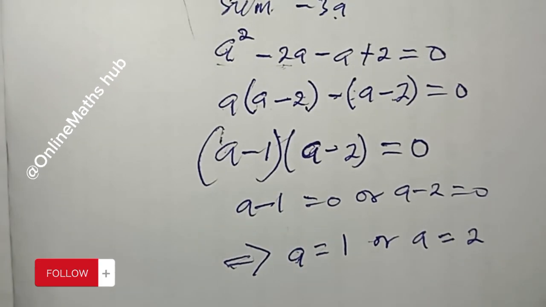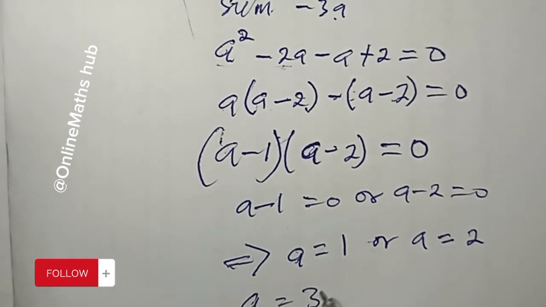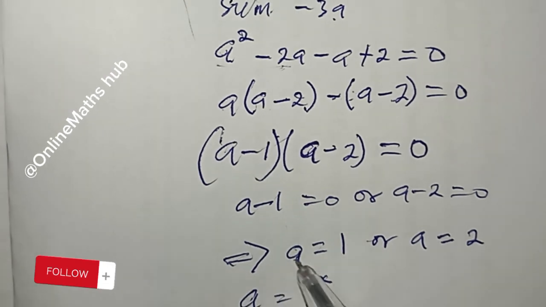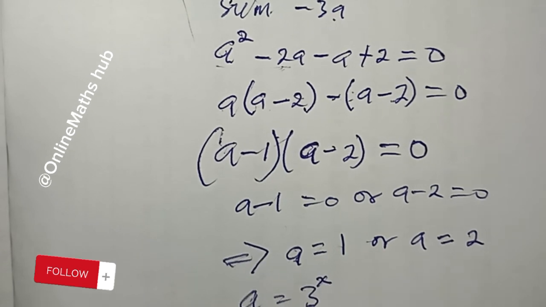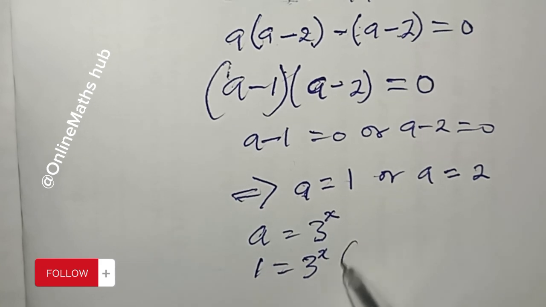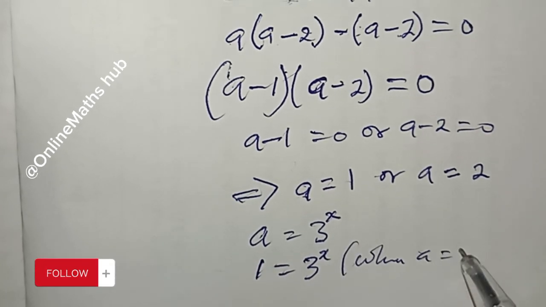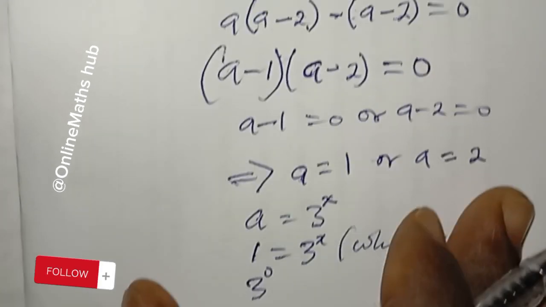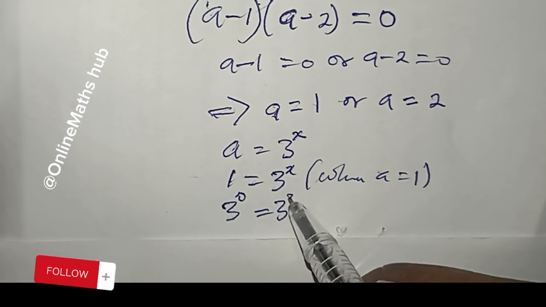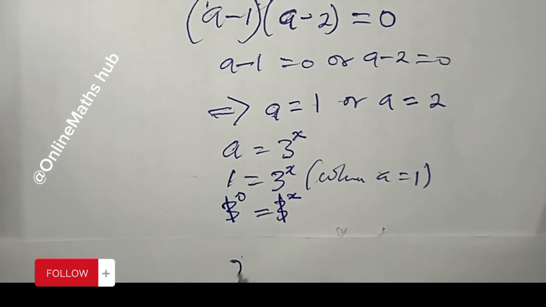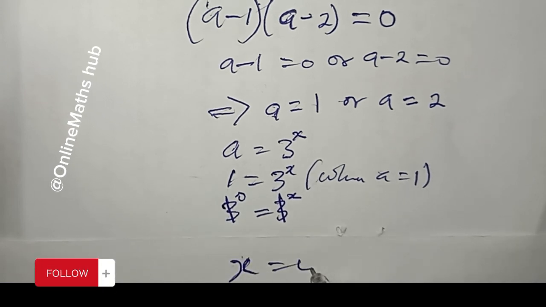This is what I have at this point, but don't forget we set a to be equal to 3 raised to power x. So when a is equal to 1, I have that 1 is equal to 3 raised to power x. I can write 1 as 3 raised to power 0, because this one is equal to 3 power x. Now since the base is the same, I can cancel the base, and from here you can see that x is equal to 0.